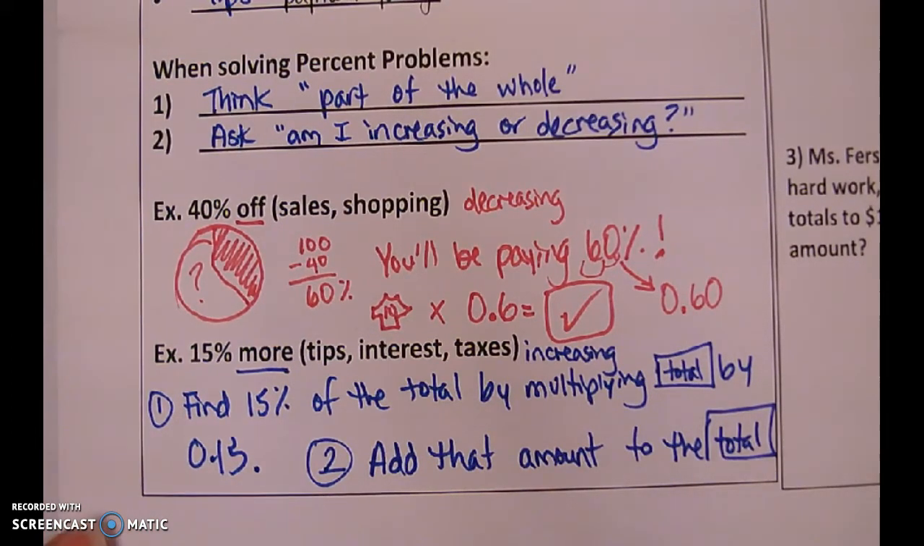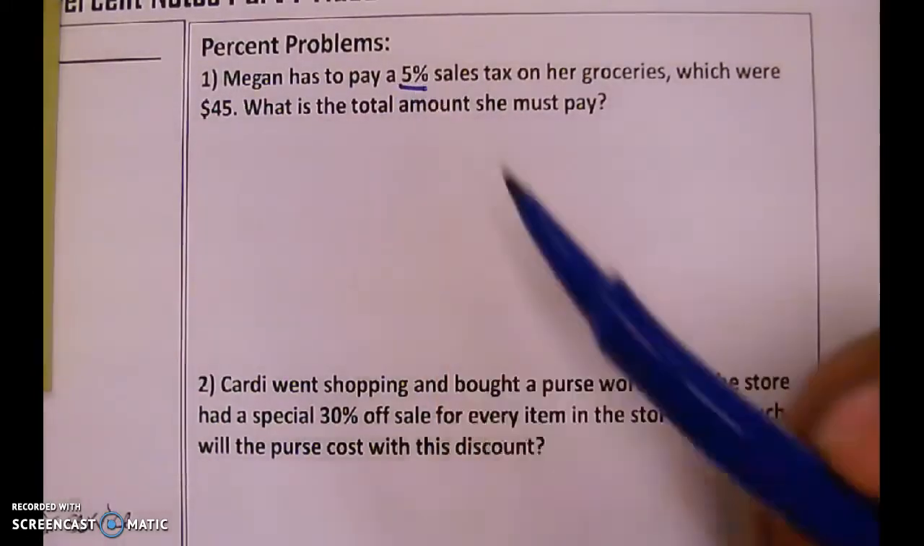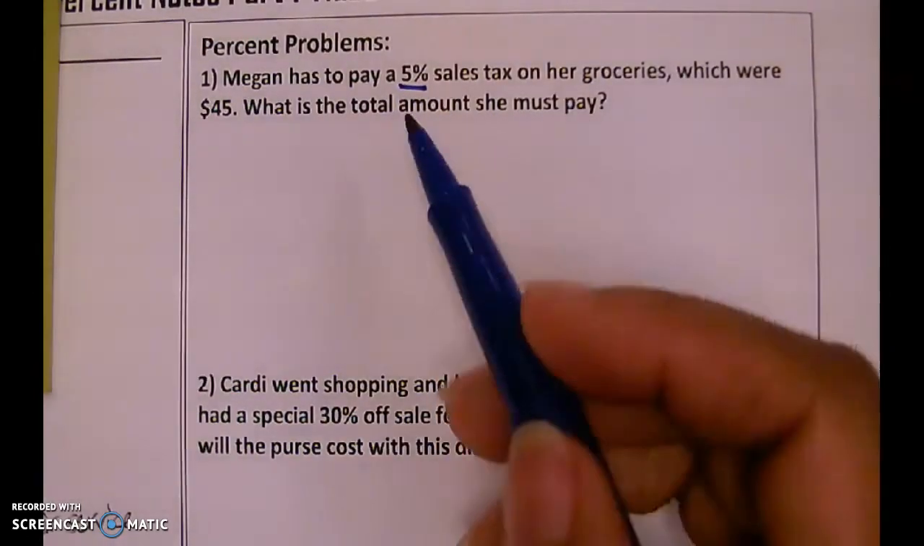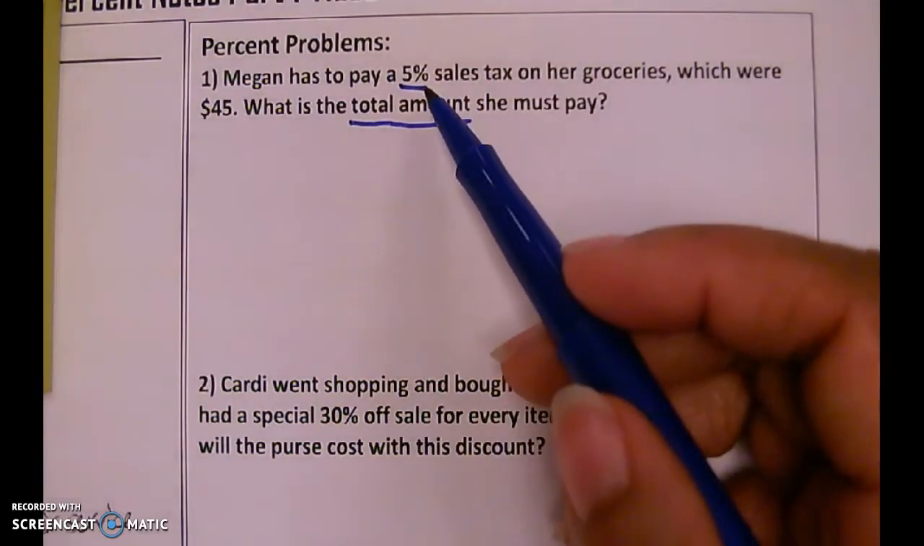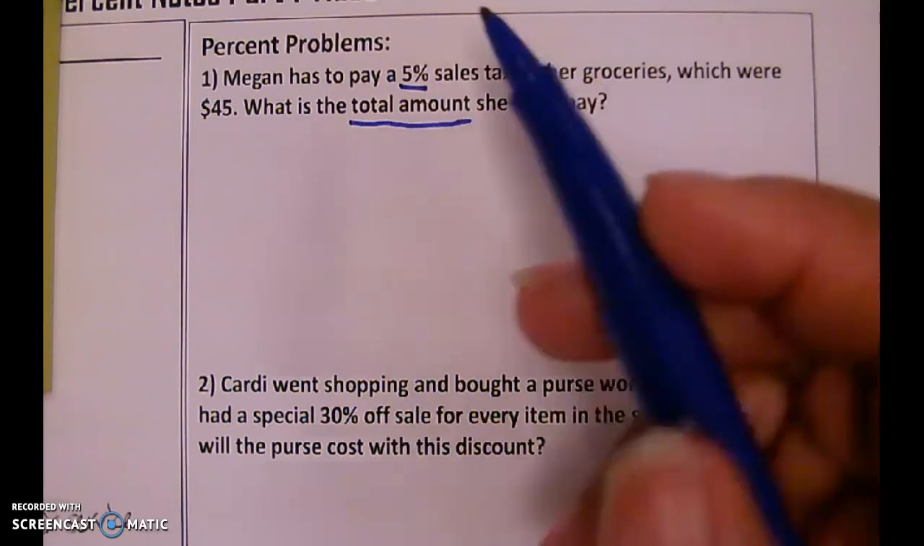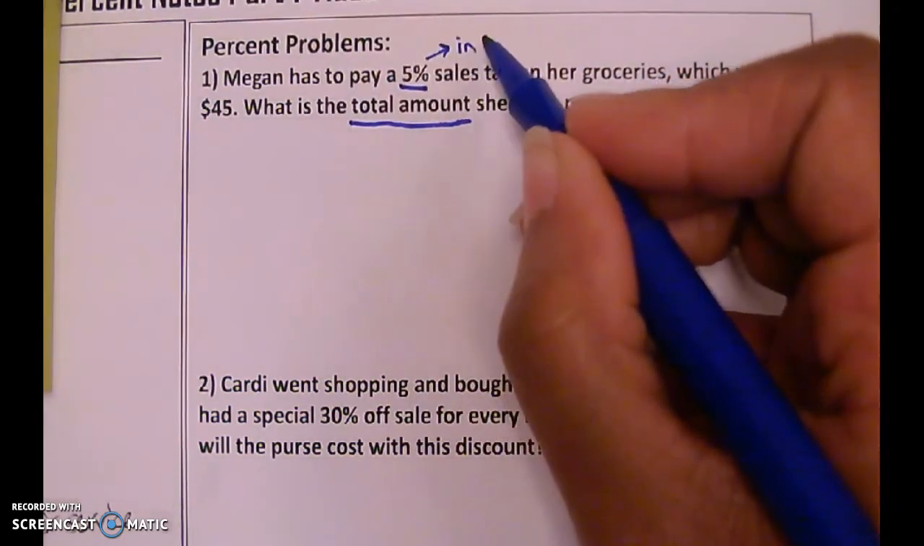We're going to look at a few examples now. Here we go. Our first example says, Megan has to pay a 5% sales tax on her groceries, which were $45. What is the total amount she has to pay? So first thing, we know we have an additional tax of 5%. We're asked what the total amount that she has to pay is, so that means we're going to be finding out how much the taxes are, and we're going to be adding that to this total amount. So we already know that we're going to be increasing here.